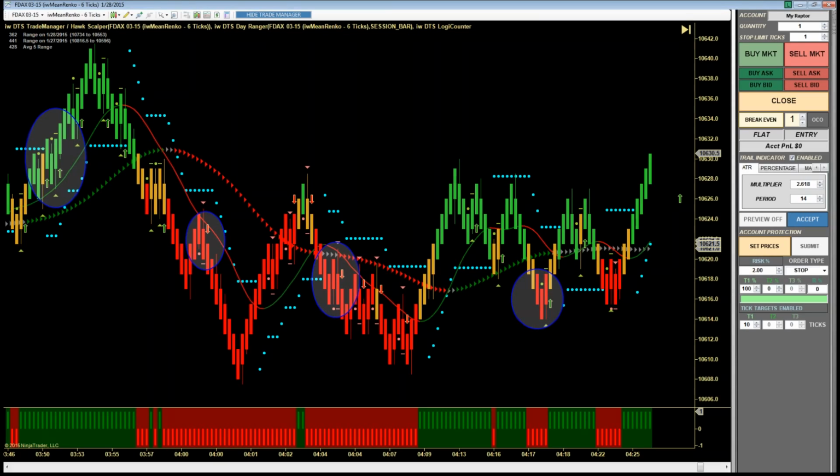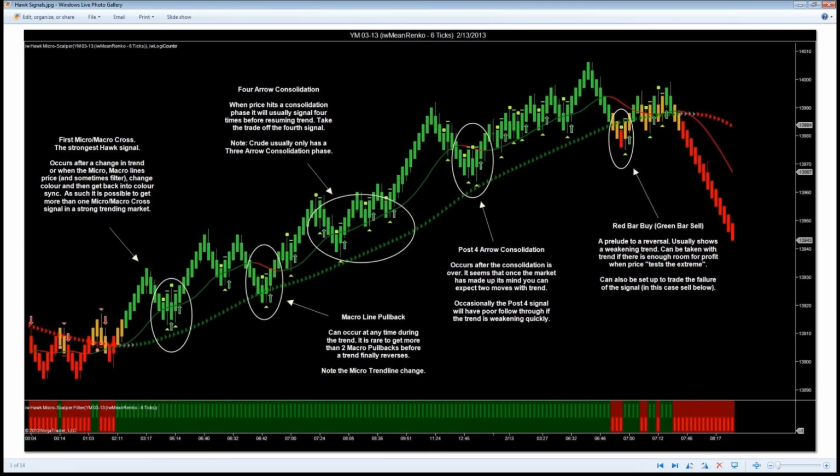First micro-macro cross, hit the profit target. Here's a red bar buy. This is a Hawk signal I haven't addressed yet, but here's a red bar buy, hit the profit signal.